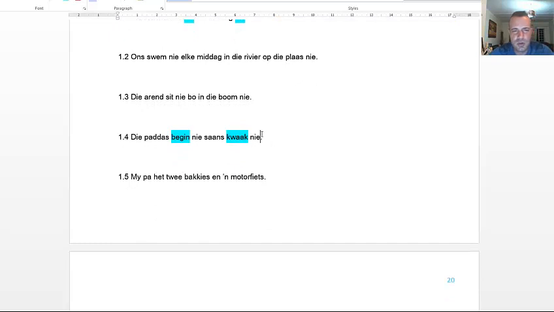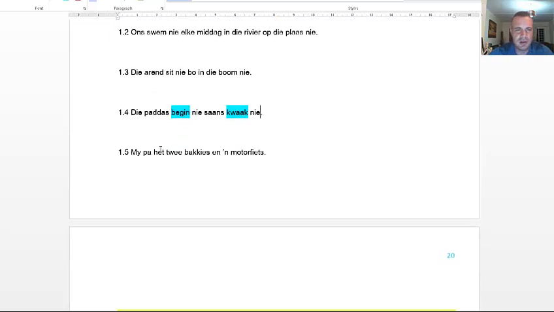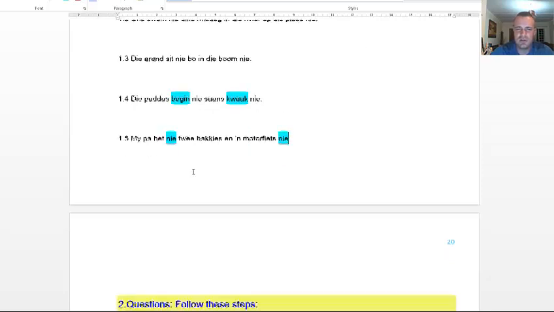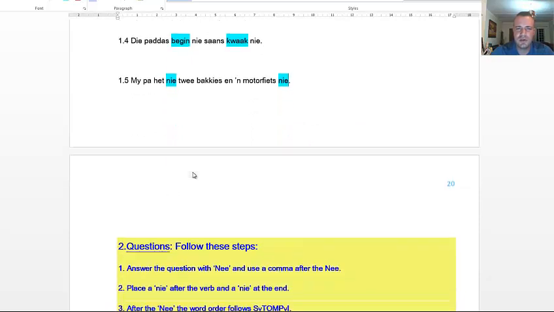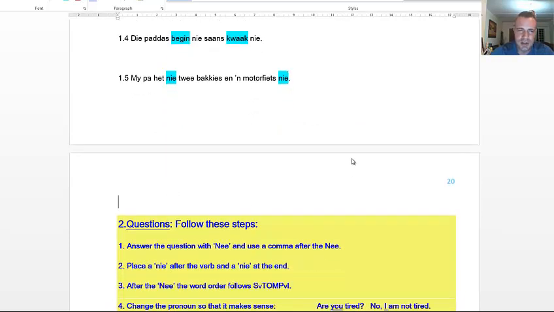Pa het twee bakkies en 'n motorfiets. Dad has two bakkies and a motorbike. Het is the first verb. It's your past tense first verb, which we'll still cover. And then you have a ni at the end of the sentence. Sorted. He does not have two bakkies and a motorbike. Okay, so that covers statements.